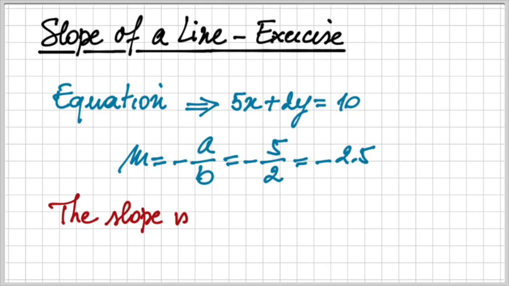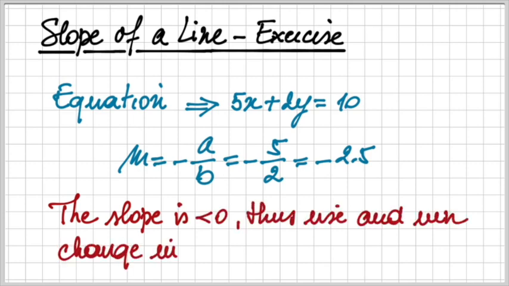And we see here that the slope is negative, smaller than 0. It means that the rise and the run change in opposite directions. And we see that because when we look back at the line itself that we constructed in previous videos, we see that the line goes from left to right down. And that's the indication of a negative slope.